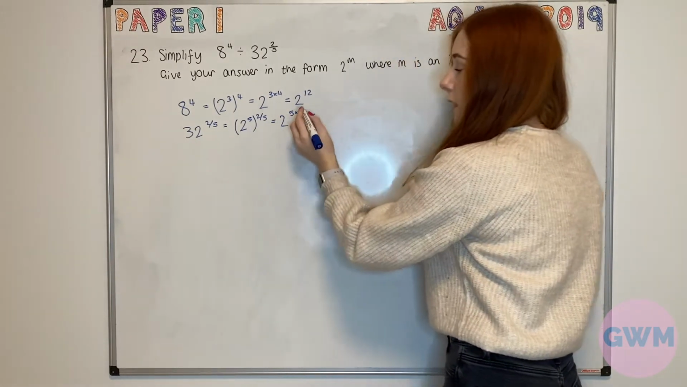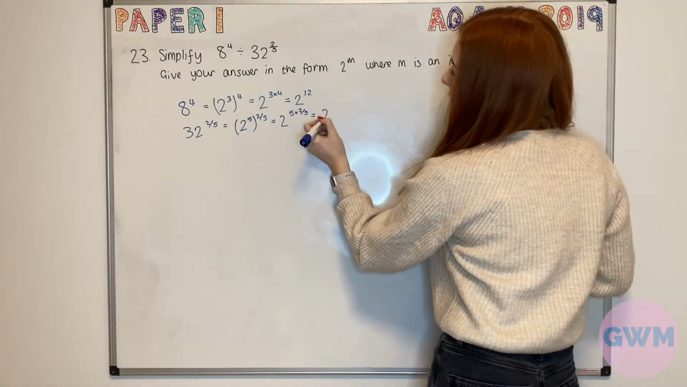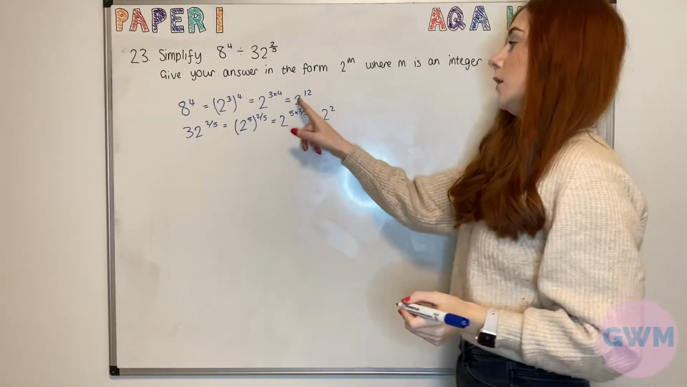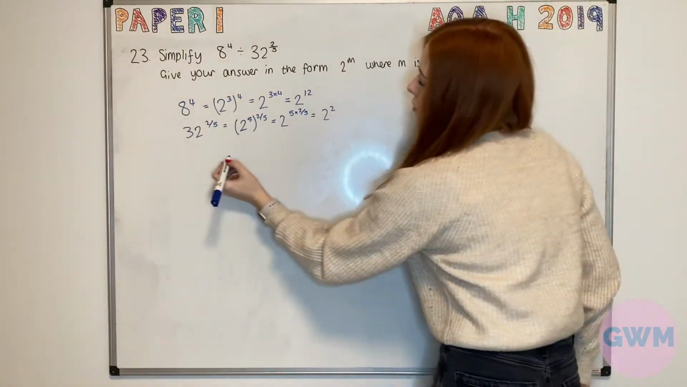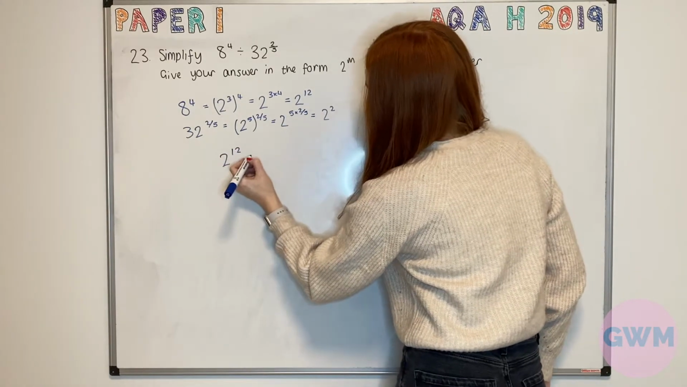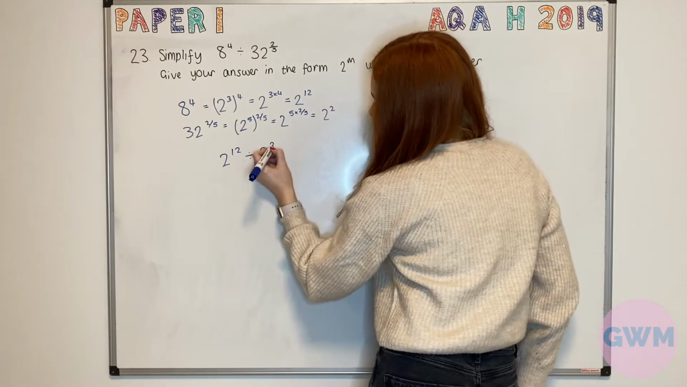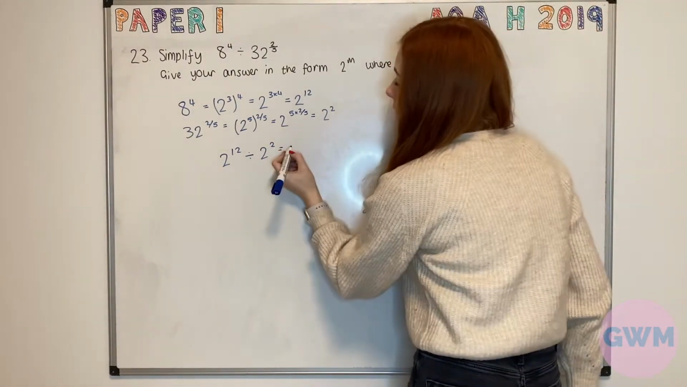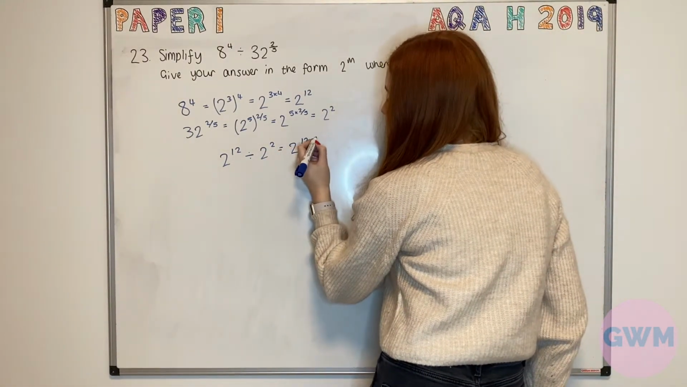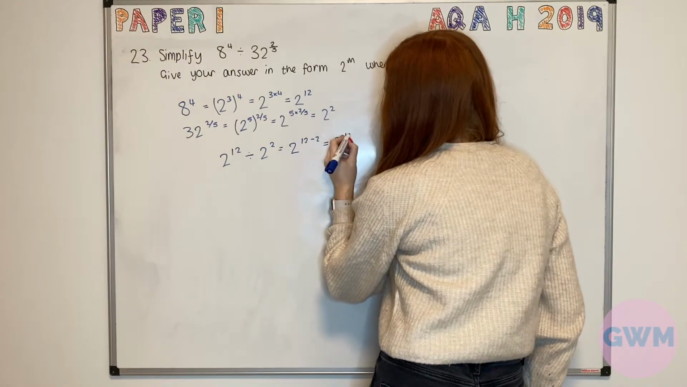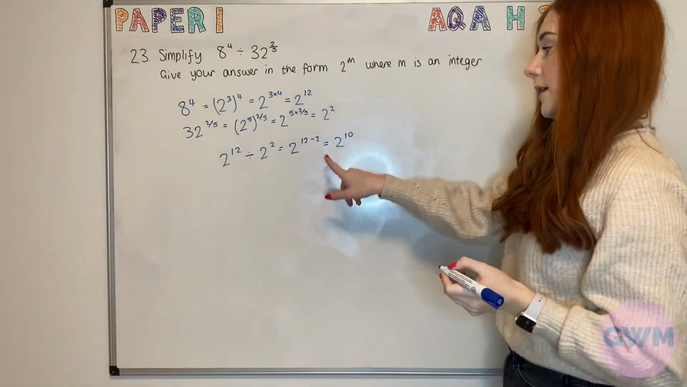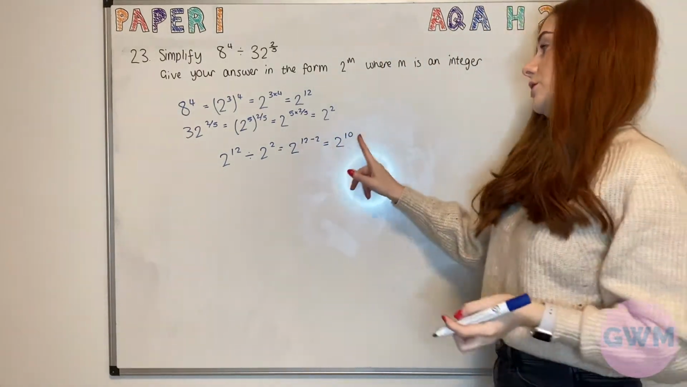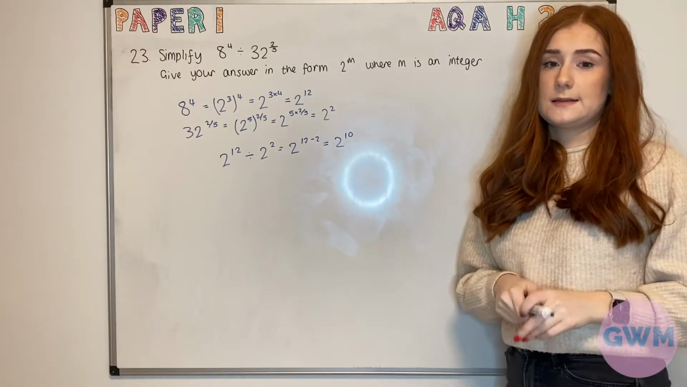And obviously, with times that, we can just cancel out the 5, leaving 2 squared. So we've now got 2 to the 12 divided by 2 squared. Remember, when we've got a power and a divide, we just subtract. Give your answer in the form 2^m. So our answer is 2 to the power 10, so m in this case is 10.